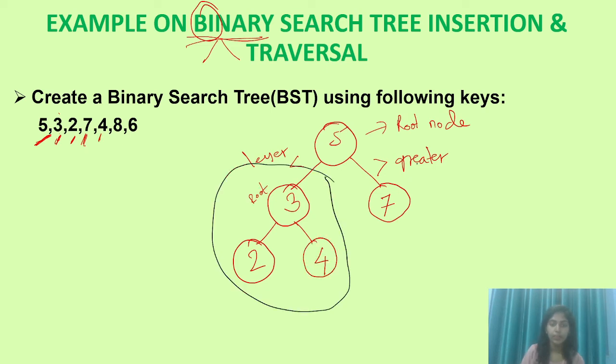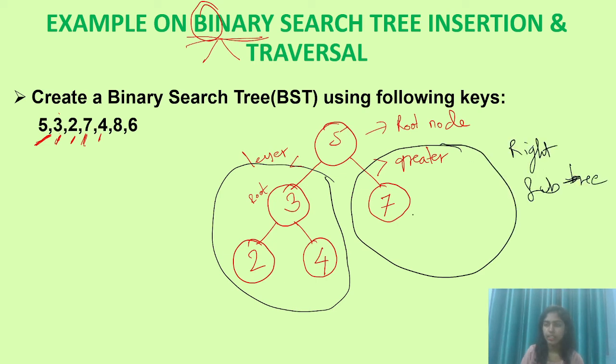This is a left subtree and this is a right subtree. So next element is 8. 8 is greater than 5 and it is greater than 7 also, so it will come on the right hand side. Elements greater always come on the right hand side. Then last is 6. 6 is greater than 5 but less than 7, so it will come on the left hand side of 7. Of course it will come on the right hand side of 5, but left hand side of 7.